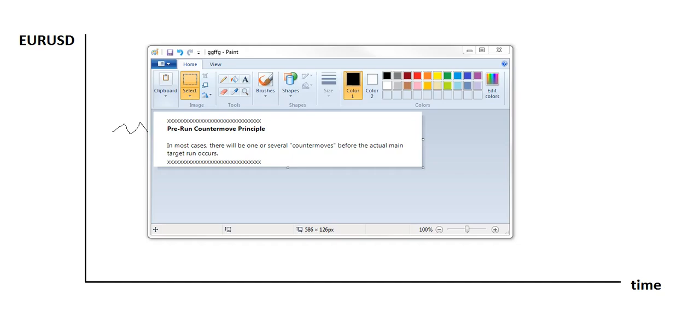We talked about dumb money positions, we talked about stops, we talked about the interaction between the two, we talked about the time and range principle. And in this episode, we're going to talk about the so-called pre-run countermove principle. So what does it say? As I've written here, in most cases there will be one or several counter moves before the actual main target run occurs. Okay?